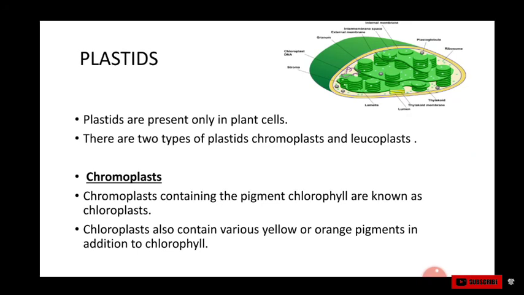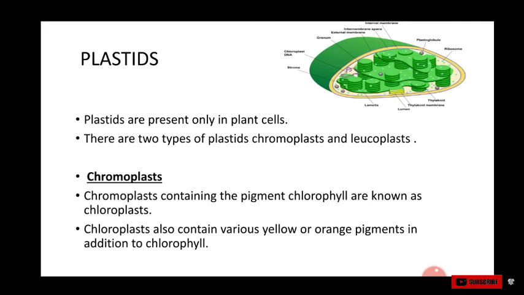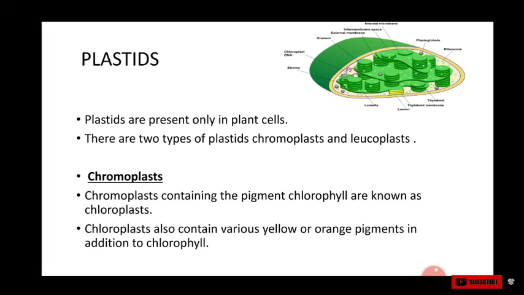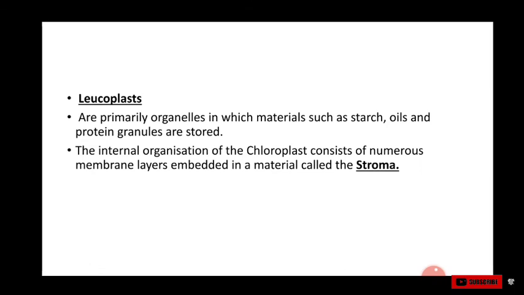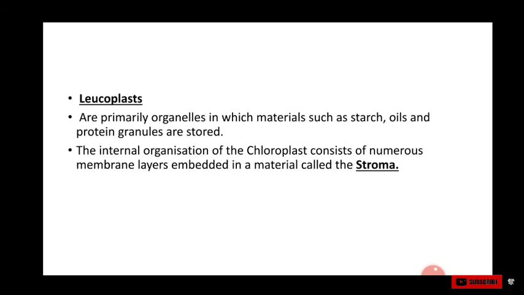Chromoplasts containing the pigment chlorophyll are known as chloroplasts. Chloroplasts are important for photosynthesis in the plant. Chloroplasts also contain various yellow or orange pigments in addition to the chlorophyll. Leucoplasts are primarily organelles in which materials such as starch, oil, and protein granules are stored.